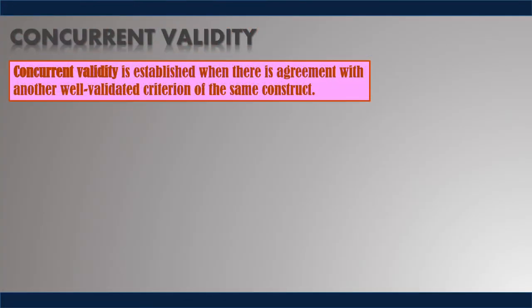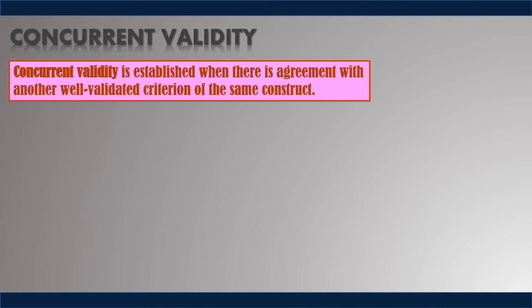Concurrent validity is the extent to which your new measure corresponds to an established and well-validated measure of the same construct. How do you establish concurrent validity? Well, it's done in one of two ways.